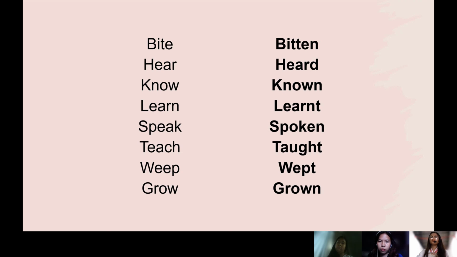Can you please read, Lainey? Bite, bitten; hear, heard; know, known; learn, learnt; speak, spoken; teach, taught; weep, wept; grow, grown. Okay, so there you go. These are only some; there are many more irregular verbs, irregular base verbs that when we change them into, let's say, the past participle, the whole spelling changes.